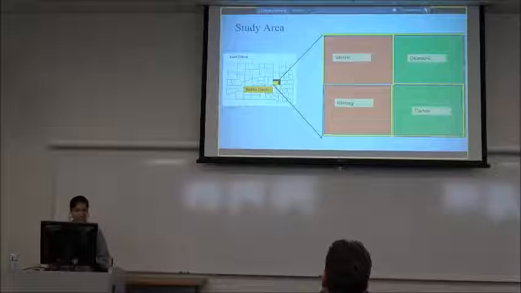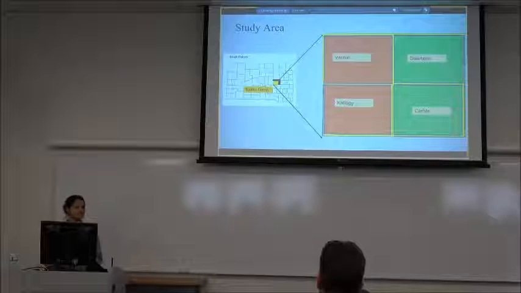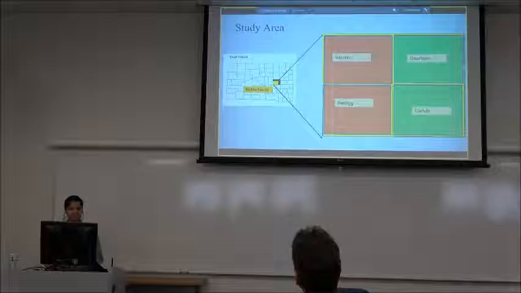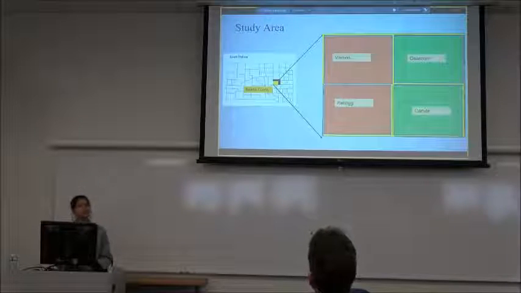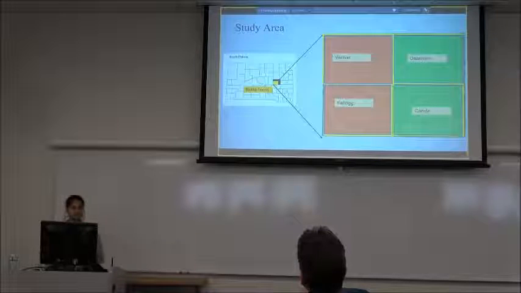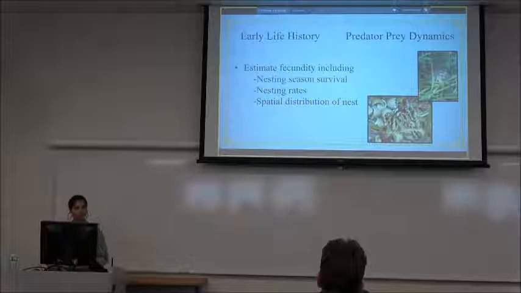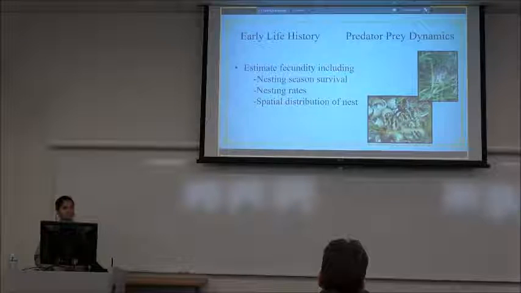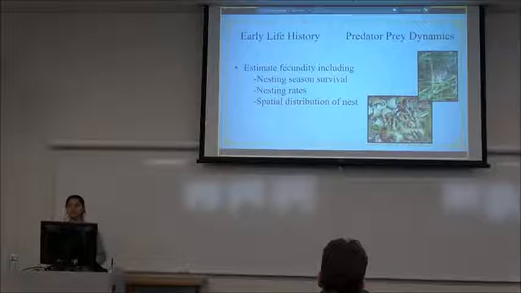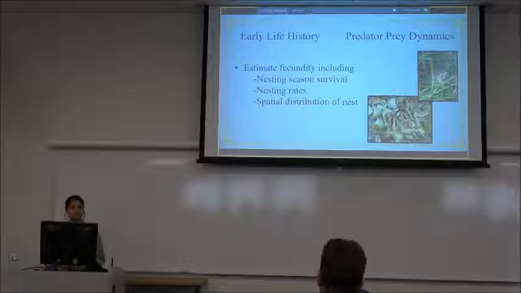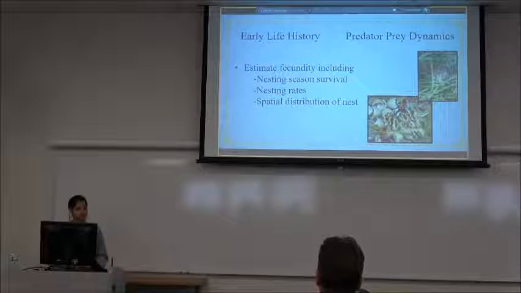During this study, we'll try to understand how the different habitat structure decides the spatial distribution of pheasants in the study area. In order to accomplish all my research questions, the whole study has been divided into 6 main objectives. The first objective will be to estimate fecundity, which will help me in answering questions related to early life history and predator-prey dynamics. In fecundity, I'll be mostly looking at nesting season survival, nesting rates, and spatial distribution of nests.